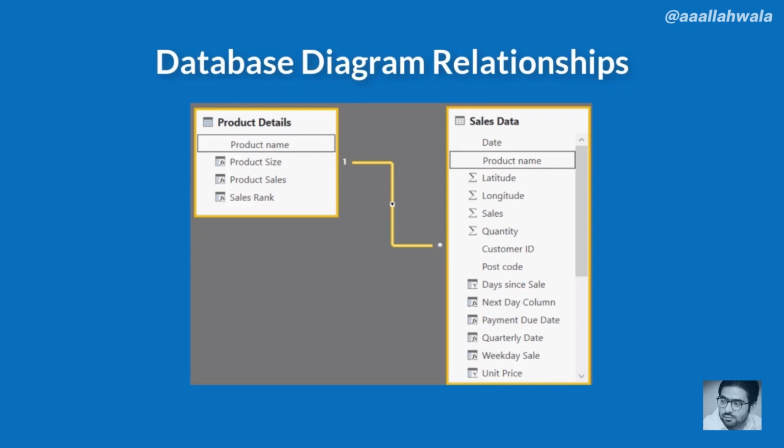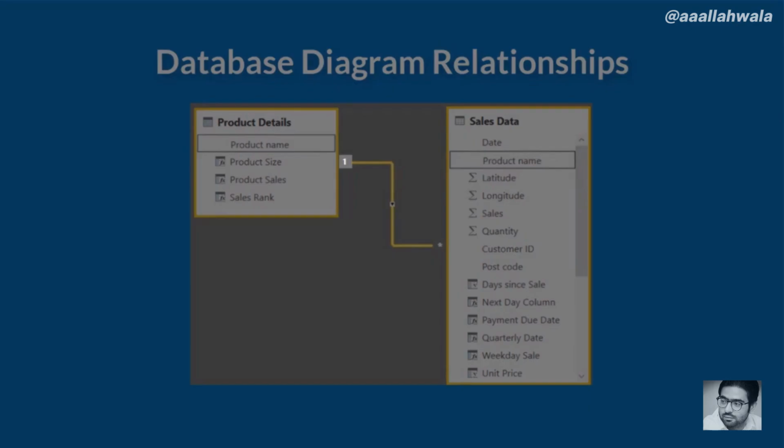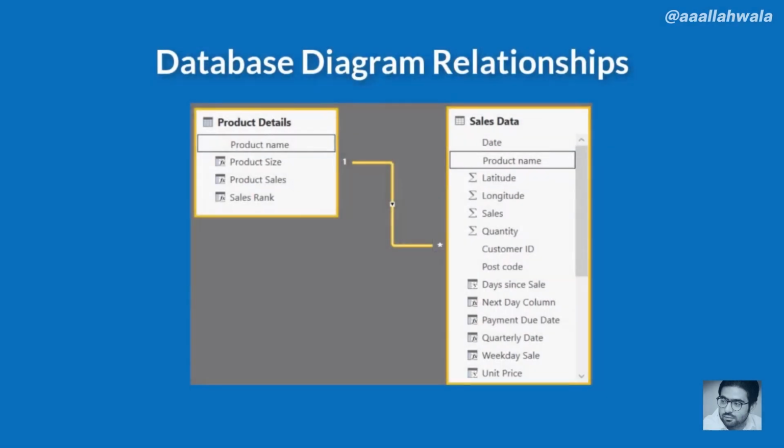As a result, this is called a one-to-many relationship. This is represented by the numbers at either end of the relationship line. The number 1 appears at the product end of the line, while many is indicated by an asterisk at the sales end of the line. One-to-many relationships are the most common relationship in most databases. However, one-to-one relationships and many-to-many relationships are also available.